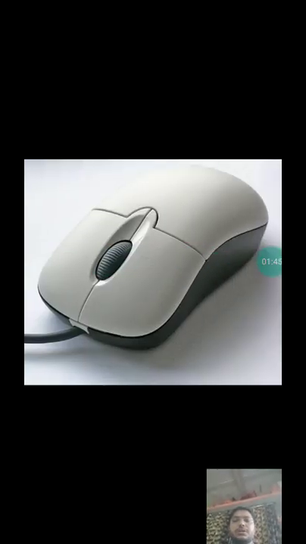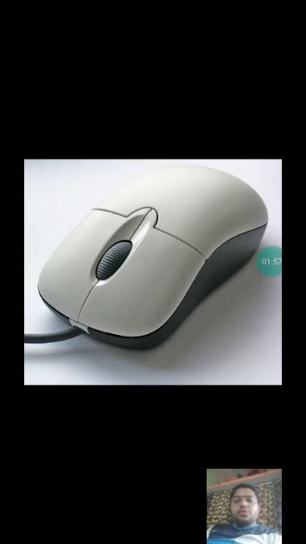Mouse. A mouse is a handheld pointing device with 2 buttons on its top. It is used to control the movements of the pointer, to select an object and open files and folders. A mouse is also used to draw pictures.